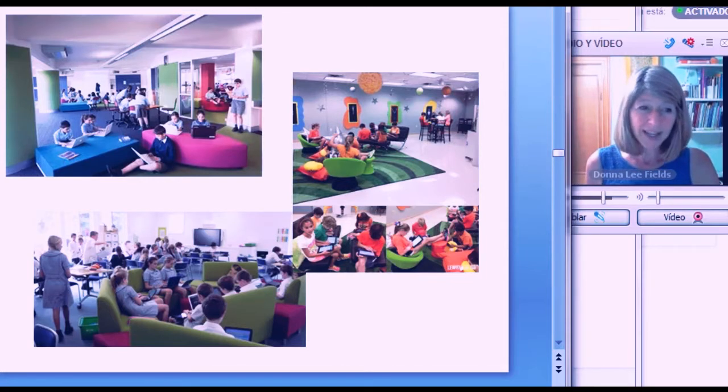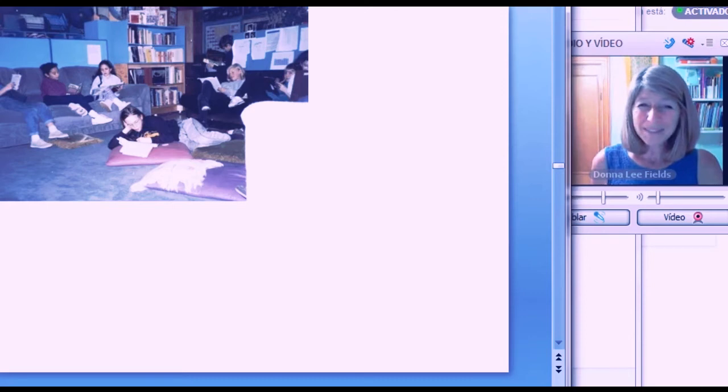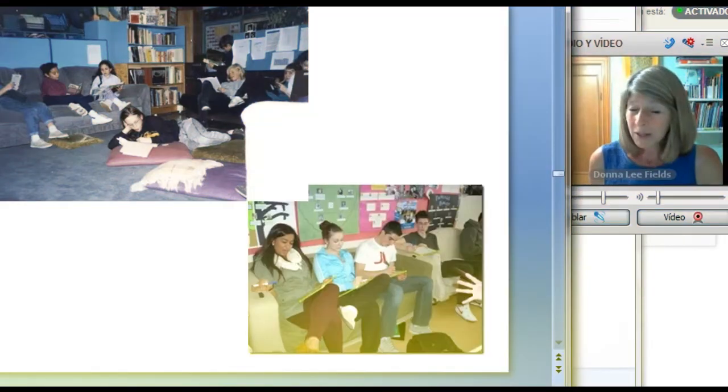Everyone is still working. Now, if you don't have the money to change your classroom so dramatically, there are other things you can do. For instance, you can ask stores to donate sofas for you. You can put pillows on the floor. Let the students be comfortable when they're working. We want to be comfortable. Why shouldn't our students be comfortable too?